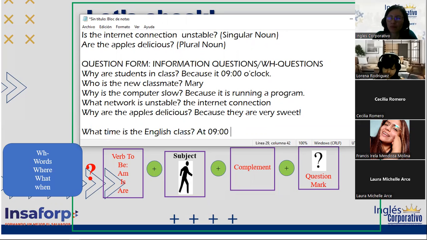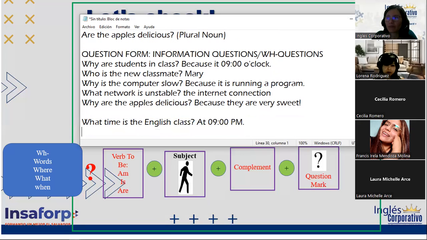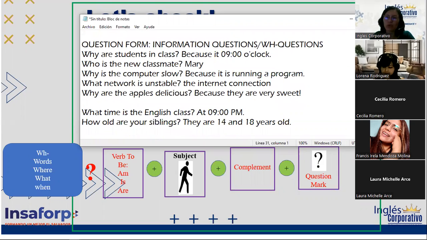At 9 p.m. Okay. O por ejemplo, puedo preguntar, how old are your siblings? How old are your siblings? They are 14 and 18 years old. Okay. Hermanos, ¿verdad? Siblings es hermanos o hermanas.